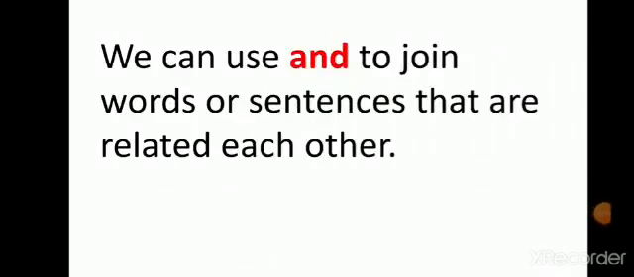Now we'll see the use of and. We can use and to join words or sentences that are related to each other. Means we are joining words that are related to each other, right? So for example, we'll see now. What you will see here, you have to tell. I will not. Keep the answer in your mind.